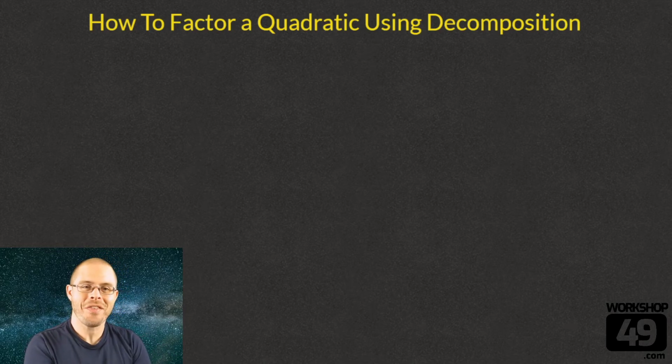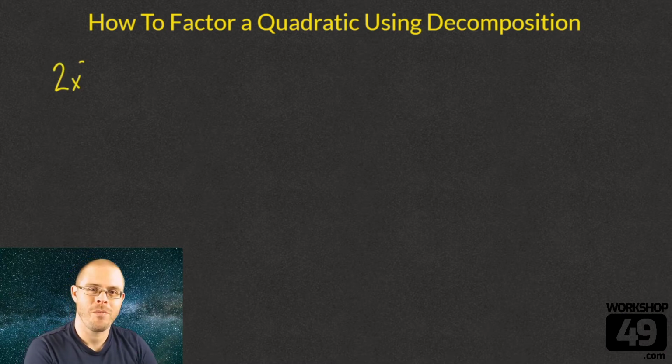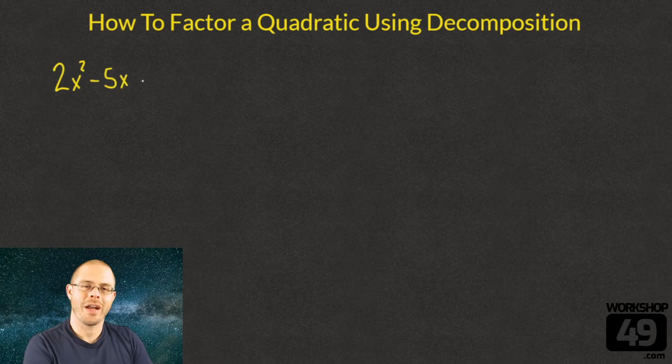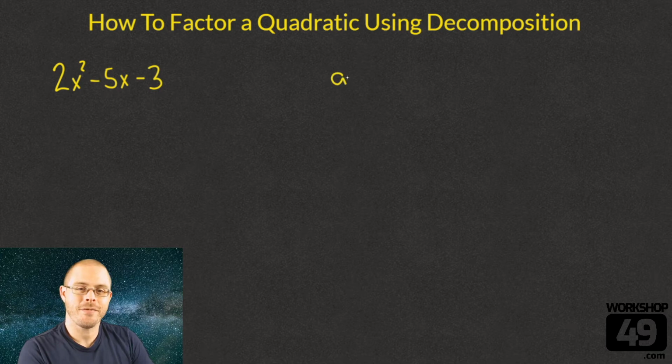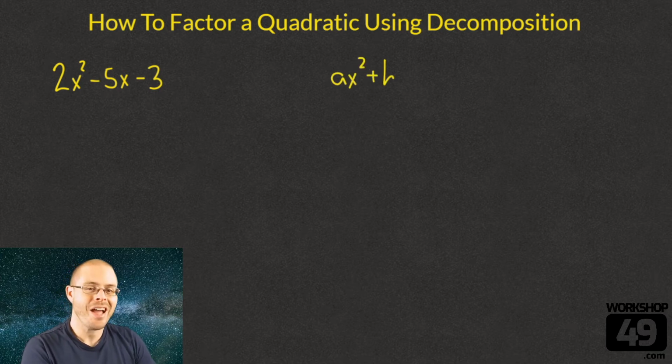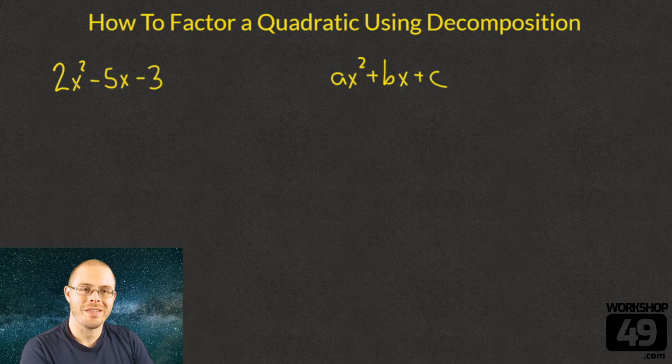Hey everyone! In this video we are going to be doing some examples of how to factor a quadratic using decomposition. So we're going to get a little quadratic up here in standard form, 2x squared minus 5x minus 3, and just a little bit of a reminder that standard form is when a quadratic is written as ax squared plus bx plus c. We're going to use a little bit of a modified sum and product rule here.